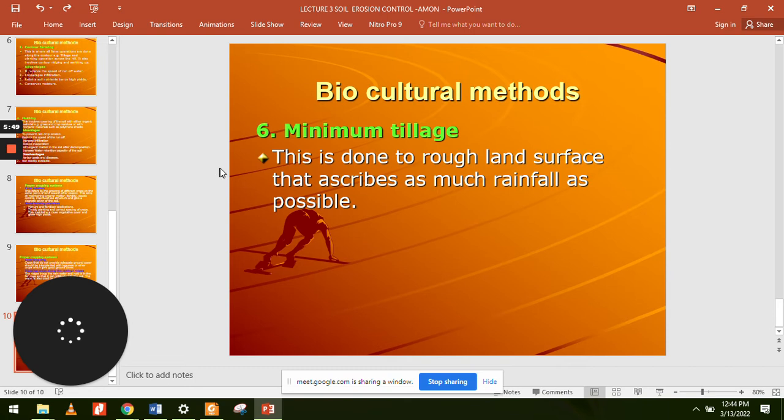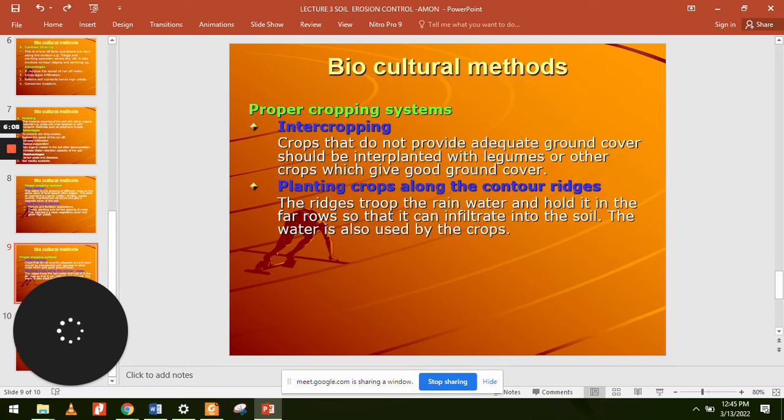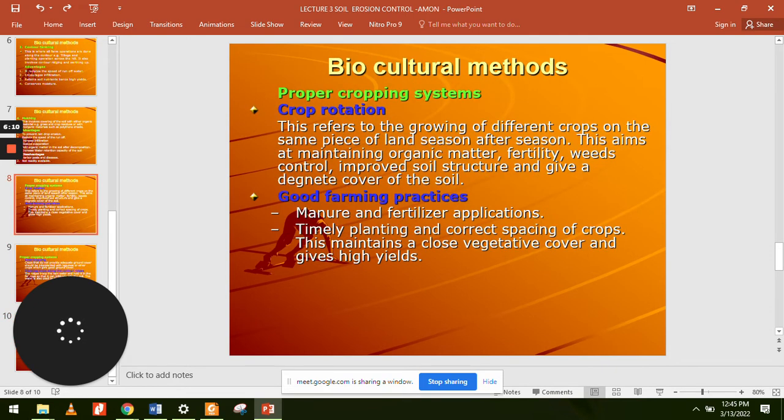I've learned about biocultural methods. One is minimum tillage. Minimum tillage. That is good.